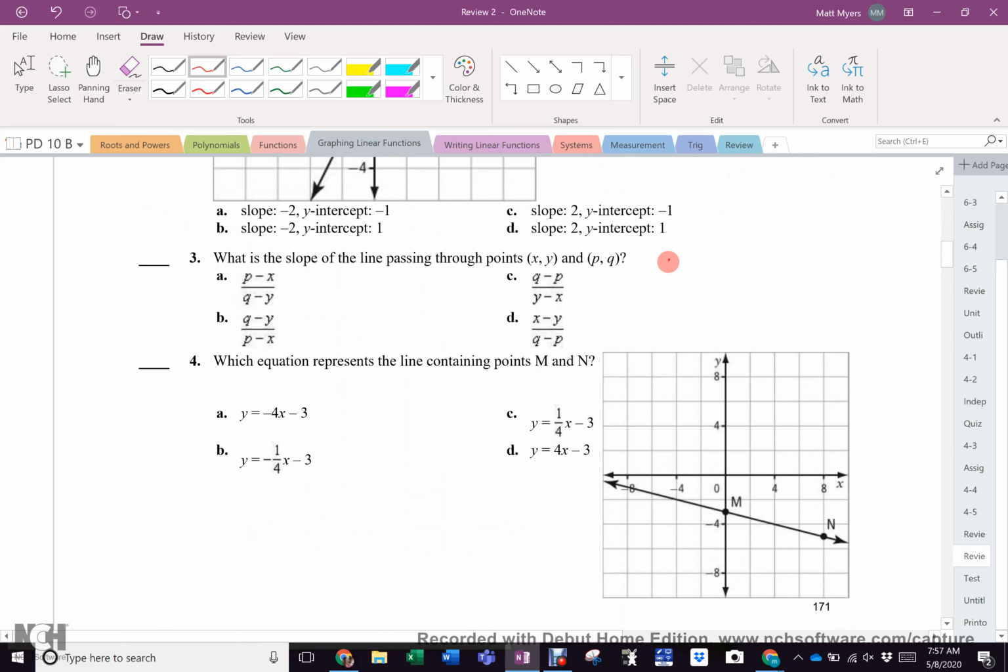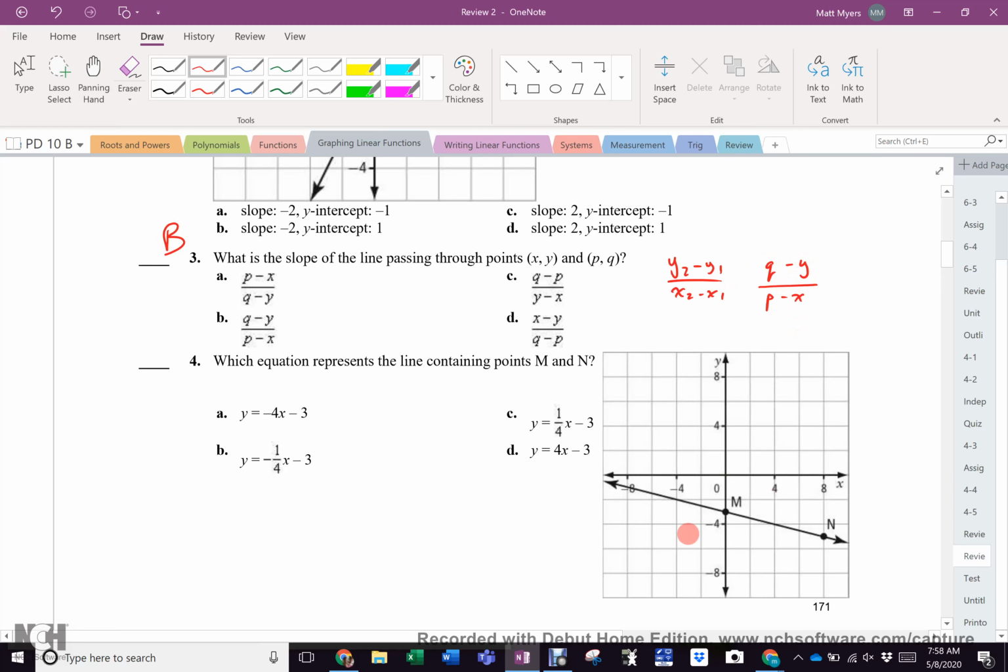Slope here, well, I remember slope is y2 minus y1 over x2 minus x1, so that would be q minus y over p minus x, which is b.